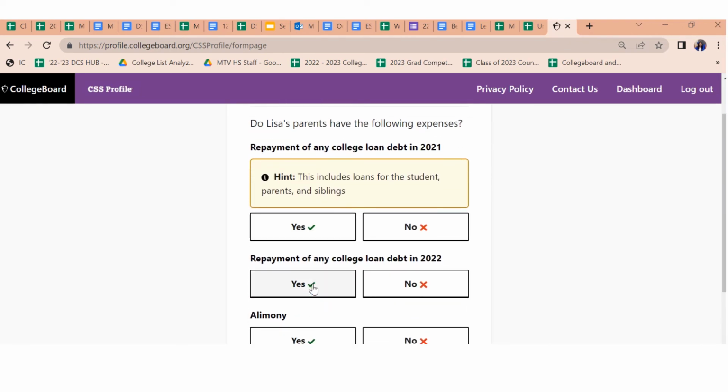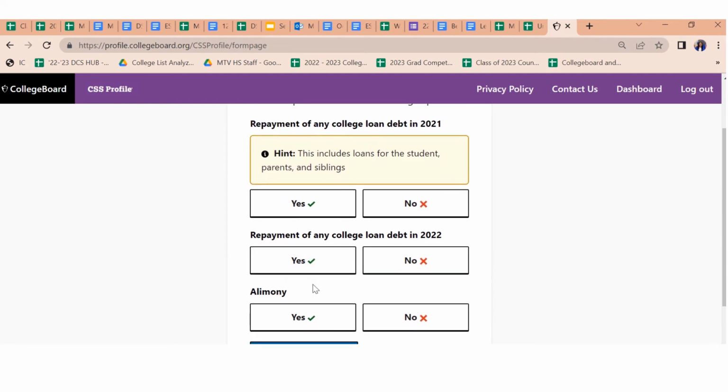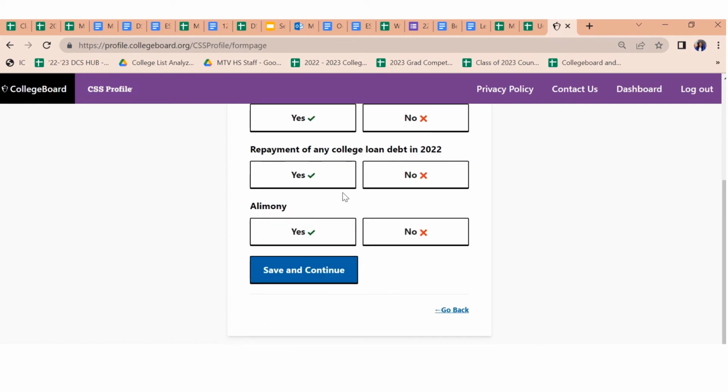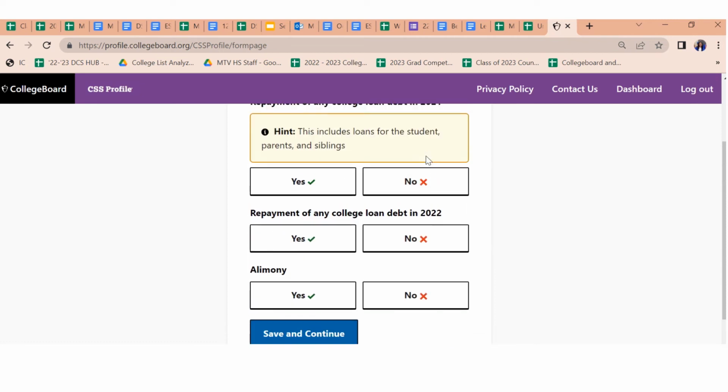And then it's going to ask, do the student's parents have any of the following expenses? So do the parents have any repayment of college loan debt that they are paying in 2021? So this includes any loan debt that the parents would be paying. And then again, they're going to ask if you plan to have the repayment of any college loan debt in the upcoming tax year, so in 2022.